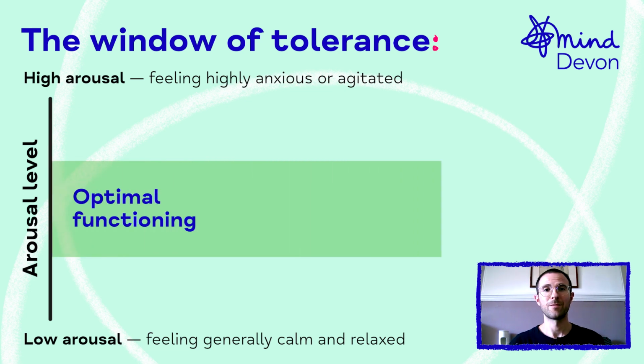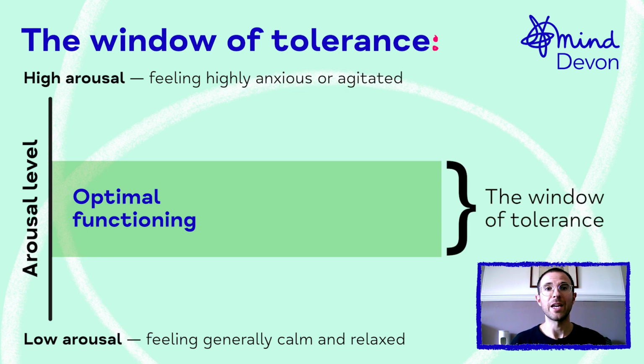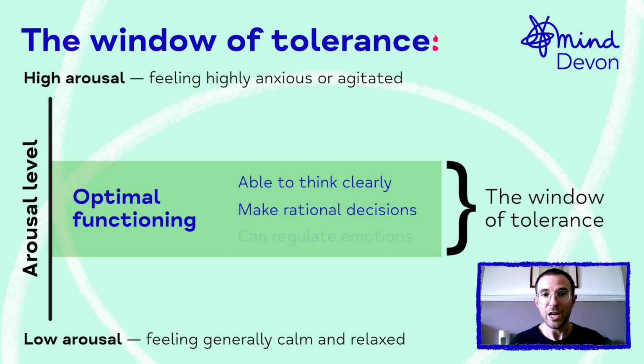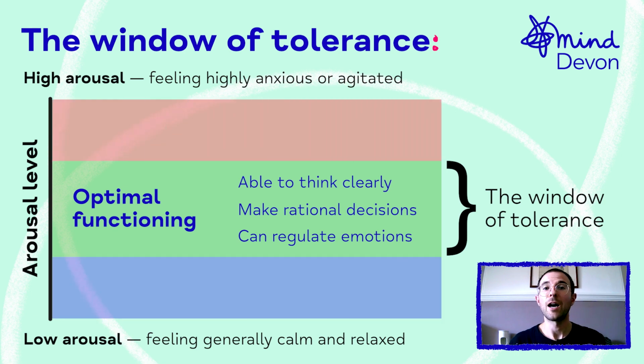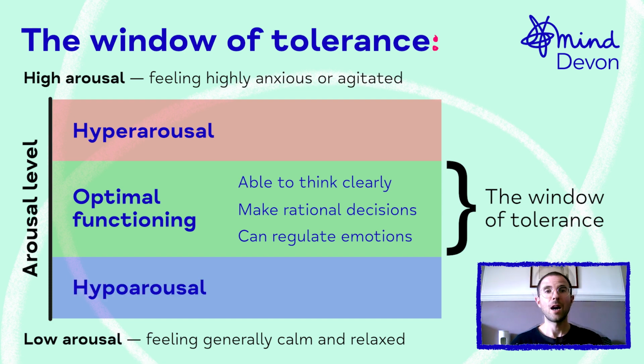Optimal functioning. When a person is within their window of tolerance, they are in a state of optimal functioning. They can think clearly, make rational decisions, regulate their emotions, and effectively engage with the demands of their environment. Outside of the window of tolerance, there are two main zones: hyperarousal and hypoarousal.